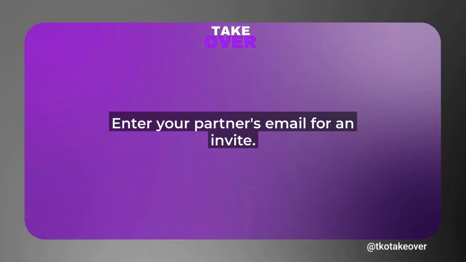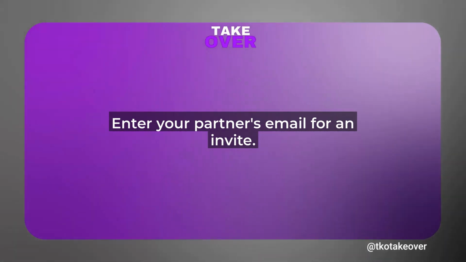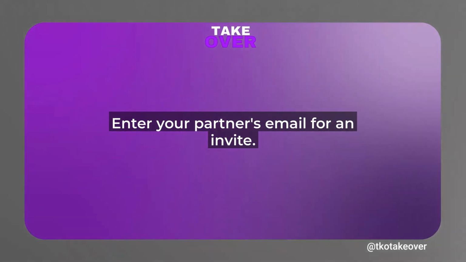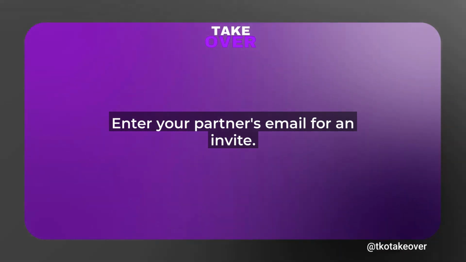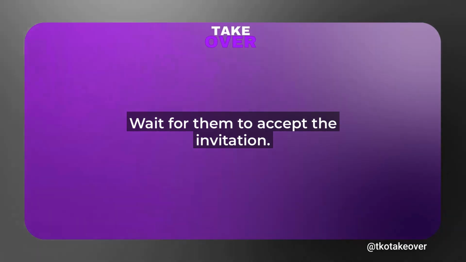Next, navigate to the Collaborators or Invite People section. Here, you'll see an option to add someone by entering their email address. Type in your partner's email, and YNAB will send them an invitation link. Pro tip: double-check that email to avoid any mix-ups.